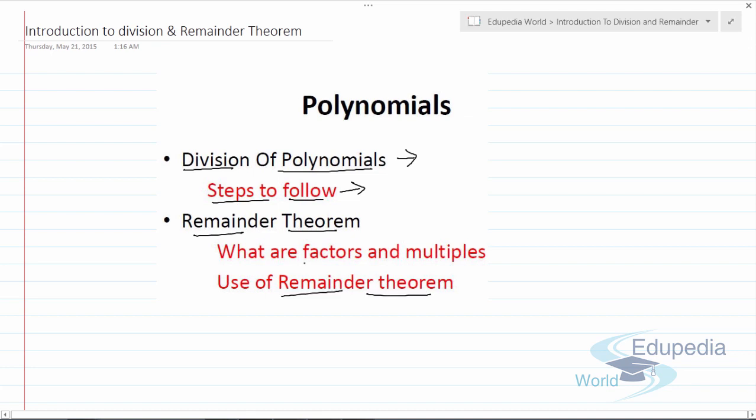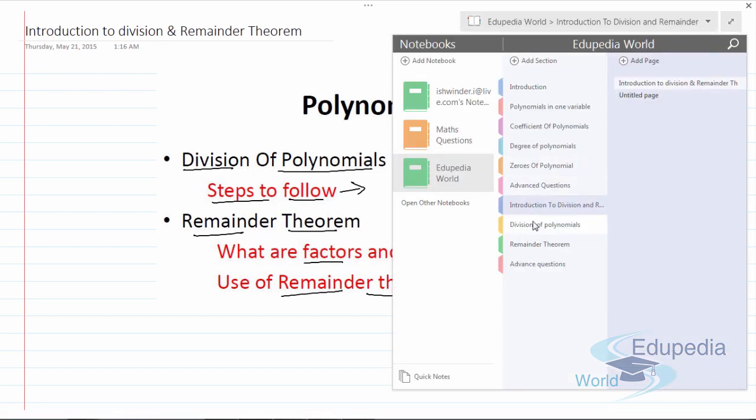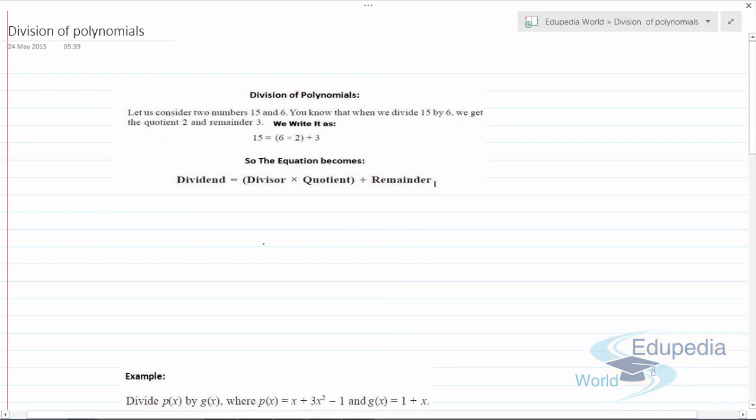Then we'll discuss factors and multiples, like what are factors and multiples. At the end of the video, we'll discuss some advanced questions and concepts, and we'll discuss each and every concept through examples. So let's get started with the first concept, which is division of polynomials.